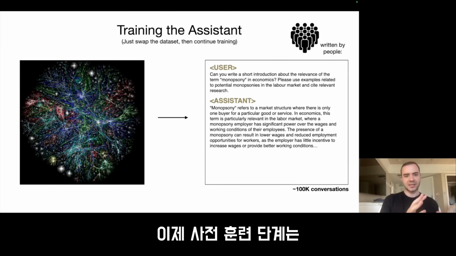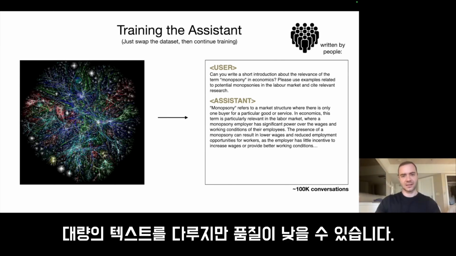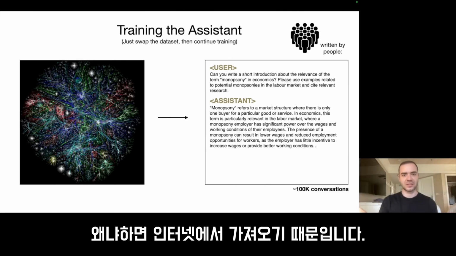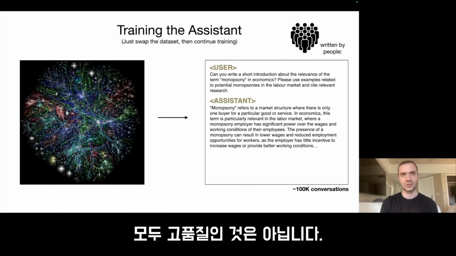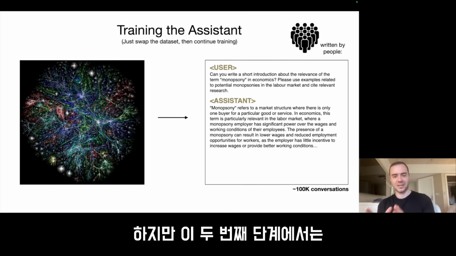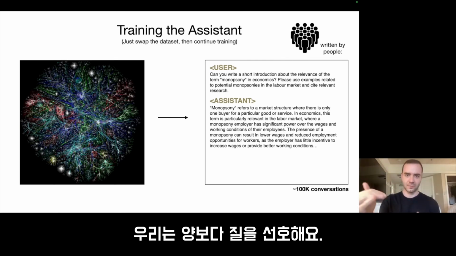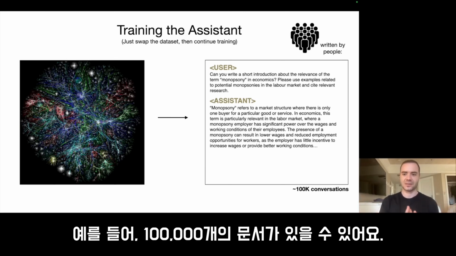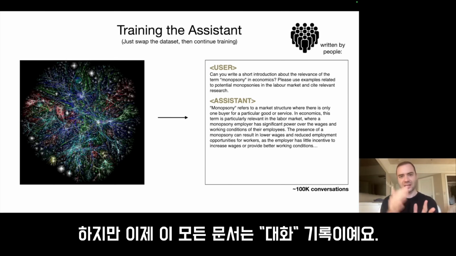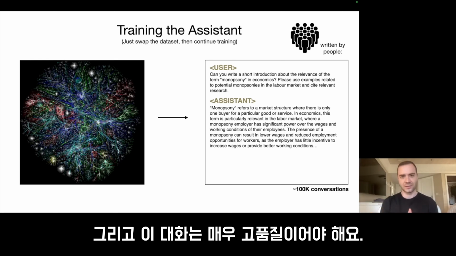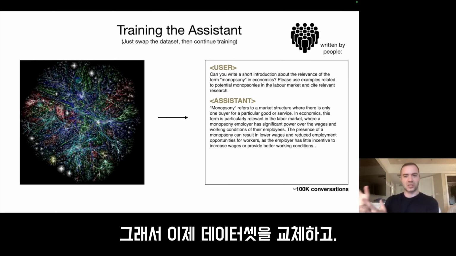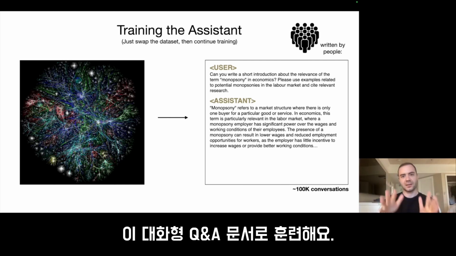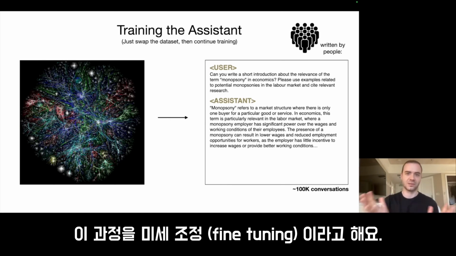Now, the pre-training stage is about a large quantity of text, but potentially low quality because it just comes from the internet, and there's tens or hundreds of terabytes of it, and it's not all very high quality. But in this second stage, we prefer quality over quantity. So we may have many fewer documents, for example, 100,000, but all of these documents now are conversations, and they should be very high quality conversations, and fundamentally people create them based on labeling instructions. So we swap out the data set now, and we train on these Q&A documents. And this process is called fine-tuning.